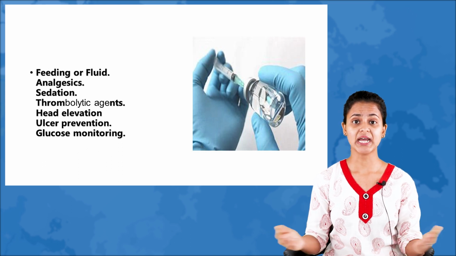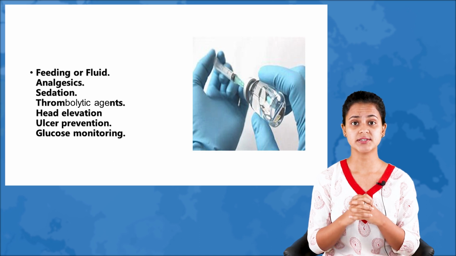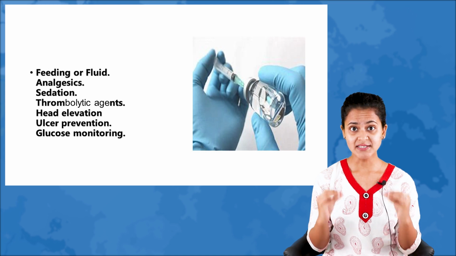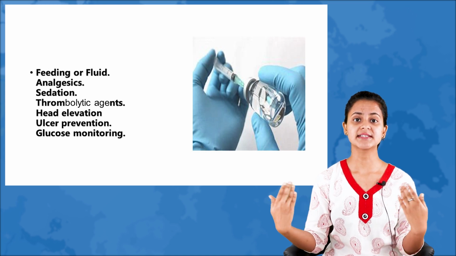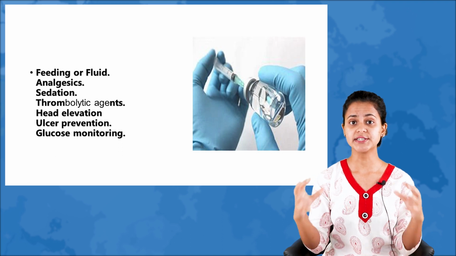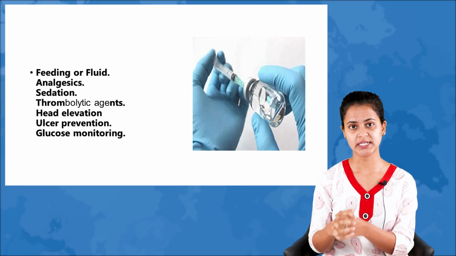Even positioning of the client is a very important consideration for the nurse to provide critical care. Ulcer prevention and monitoring of the vital signs, glucose level, and intake output chart also play a very vital role in managing the client in the critical care unit.